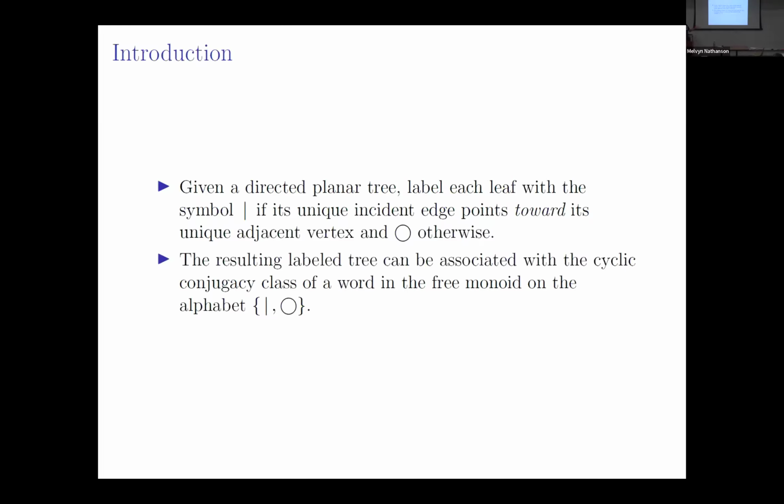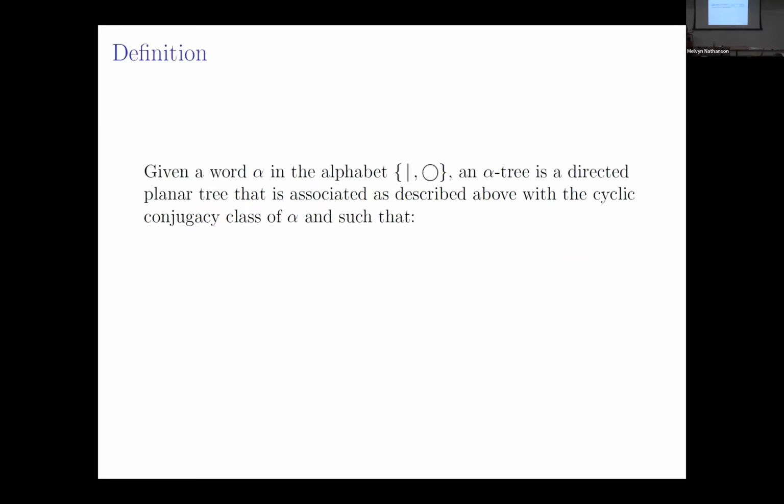And so these labeled trees can be associated with some word in a language that only has two letters, right? The circles and the bars. And so what does it mean to have an alpha tree? If you give me a word alpha in this alphabet, an alpha tree is a directed planar tree that's associated with the cyclic conjugacy class of alpha and has a couple of requirements.